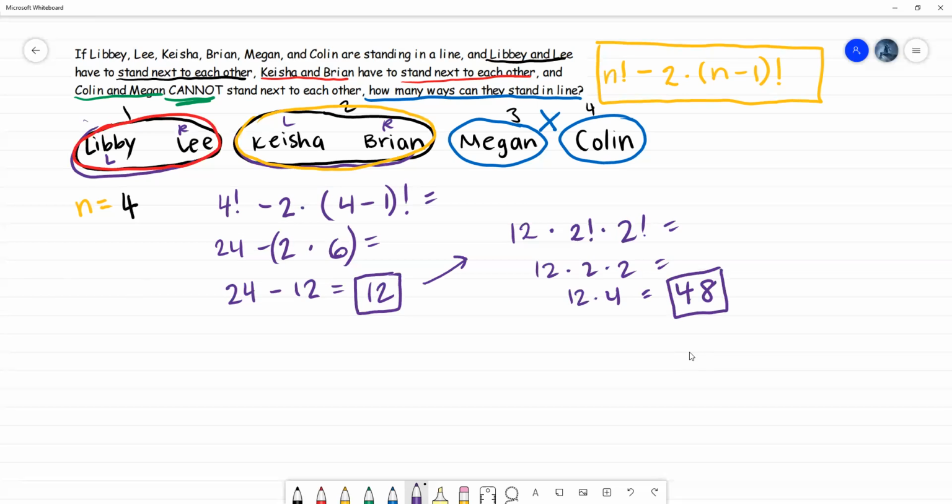So that's our first problem. I'm going to pull up a second problem that also uses the same formula right here.